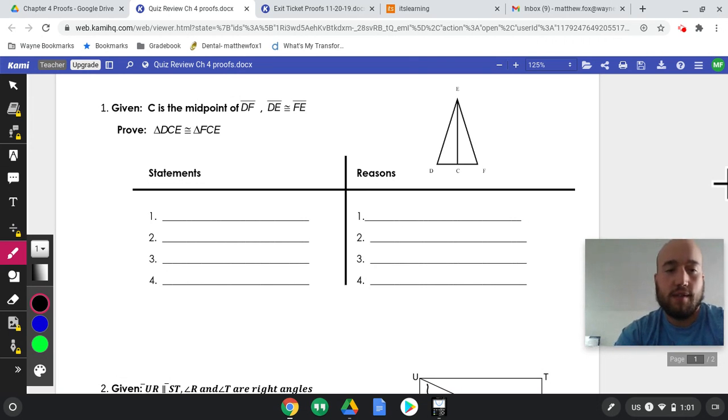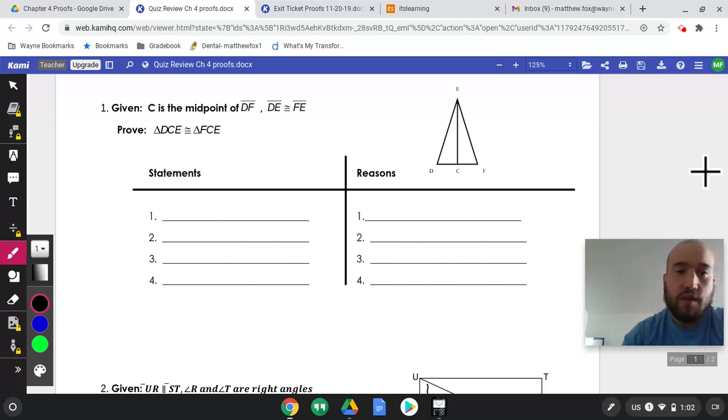Today is our last lesson of chapter 4. Today we're going to continue practicing with proofs, just like we did last week, and deciding if we can determine that these triangles are congruent by either SSS, SAS, ASA, or AAS. Or there's hypotenuse leg in special cases.